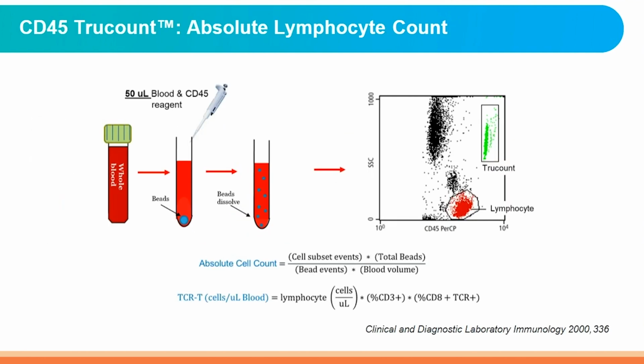We use BD CD45 TruCount to help determine the absolute count of T cells in the blood. The tubes contain lyophilized fluorescent beads. After adding blood and CD45 reagents, the absolute number of lymphocytes in the sample can be determined by comparing lymphocyte events to bead events. Then the number of T cells can be obtained by conversion from the frequency in lymphocytes.